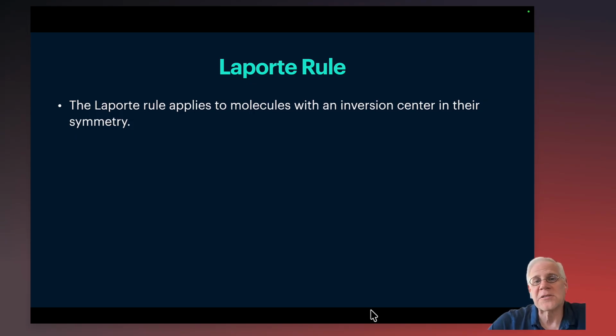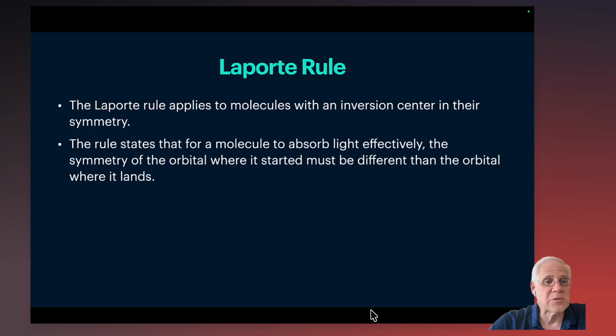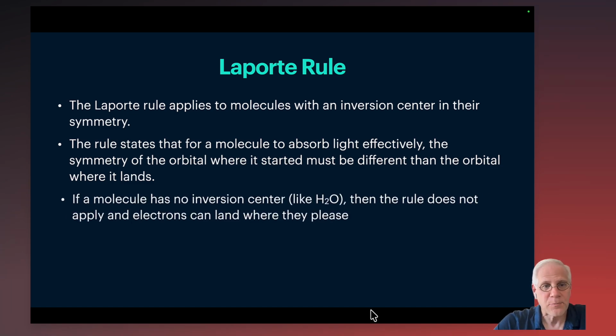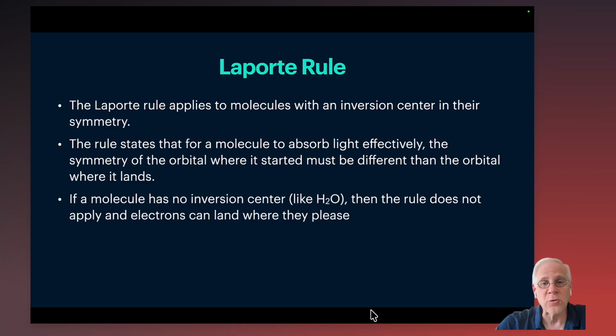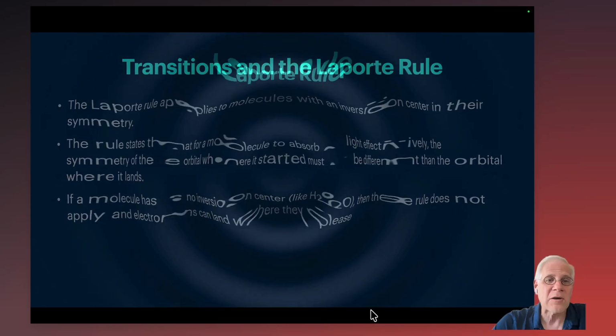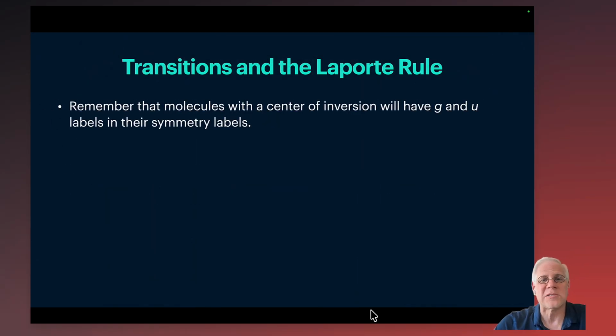The Laporte rule applies to molecules that have an inversion center in their symmetry description, in their operations. So the Laporte rule states that for a molecule to absorb light effectively, the symmetry of the orbital where it started must be different than the orbital where it lands. So if a molecule has no inversion center like water, then the rule does not apply and the electrons can land where they please. However, if a molecule does have an inversion center, something different happens.